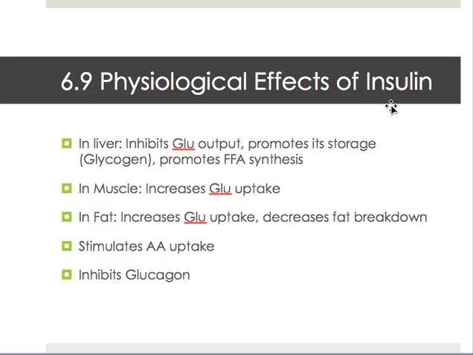So physiologically speaking, this is what insulin does. In the liver, it inhibits glucose output and it promotes its storage. So think about it as conservation of glucose, or storage for future use. It also promotes free fatty acid synthesis. In muscle, it increases glucose uptake. In fat, it does the same thing. It also decreases fat breakdown. It stimulates amino acid uptake, and we knew that it inhibited glucagon. If you think about it, this insulin hormone is actually very, very anabolic. It's all about creating and not breaking down.